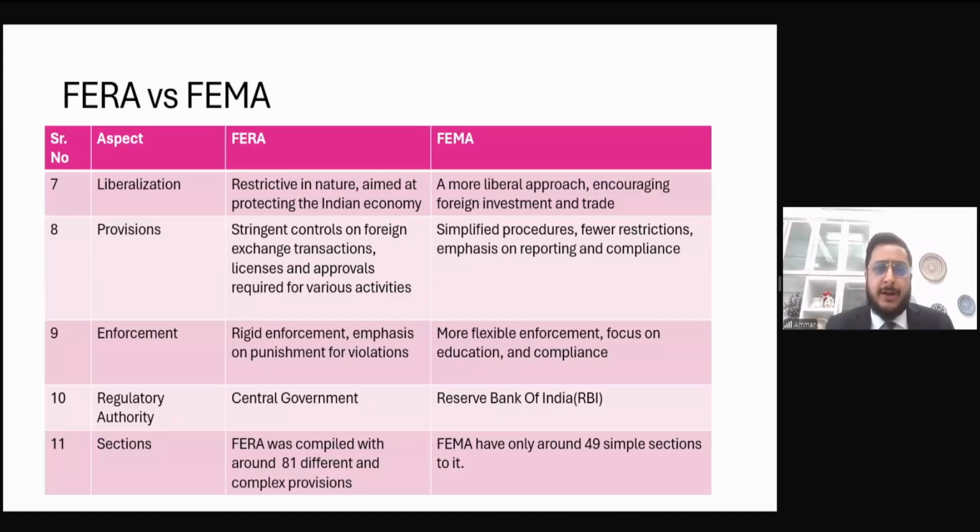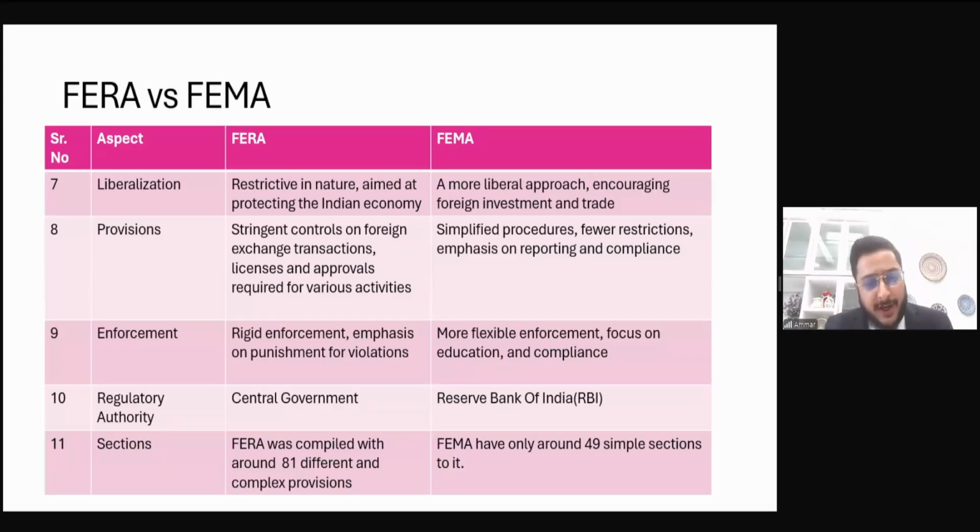Now, in FERA, there was a lot of requirement of licenses and approvals. As I said, a lot of the time you had to run to the RBI for any transactions. While FEMA has simplified a lot of procedures. There are very few restrictions, and it emphasizes more on reporting and compliance. FERA was more rigid, while FEMA is more flexible.